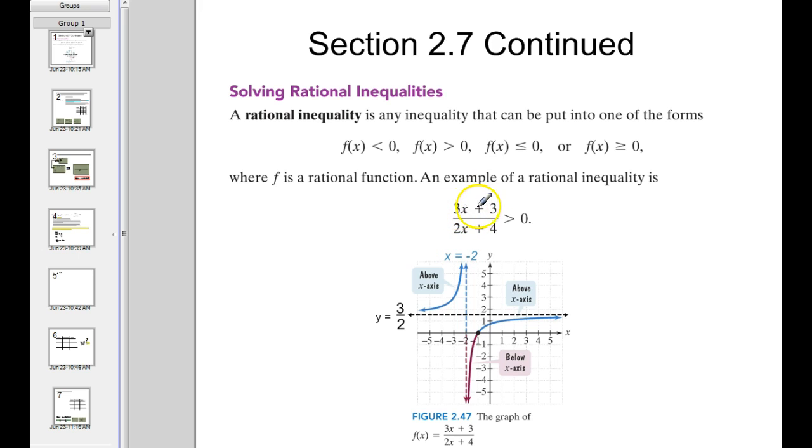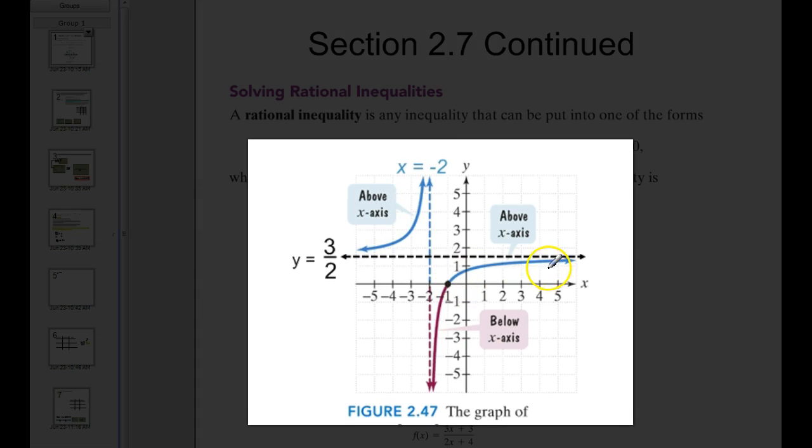So this one, 3x plus 3 over 2x plus 4. We've got a vertical asymptote at x equals negative 2, and then we have an x-intercept at x equals negative 1. And the greater than 0 means above the x-axis, like we talked about before with polynomial inequalities. Because it's not underlined, we want it to be strictly greater than 0, so strictly above, not on. Anything in the blue is above the axis. The little part in the reddish color is below the axis. The black dot is where it's on the axis. We want where it's above.